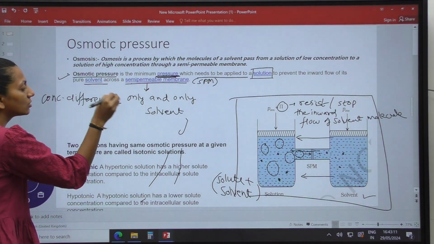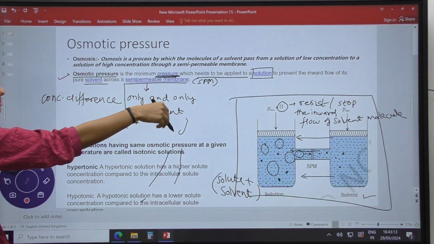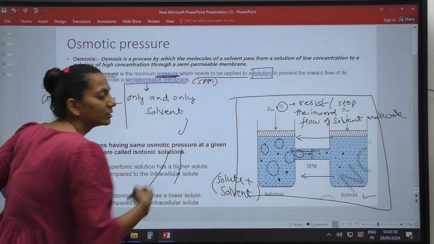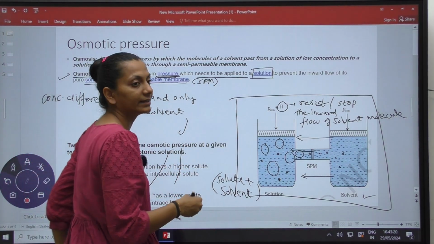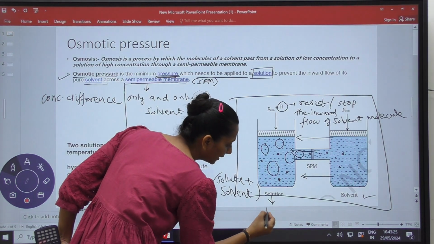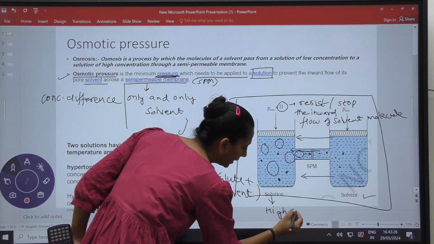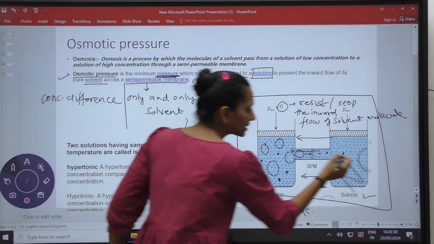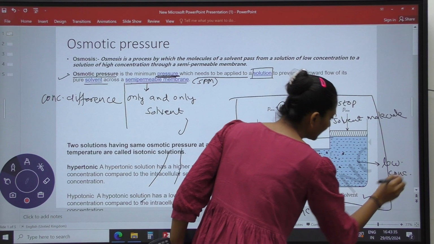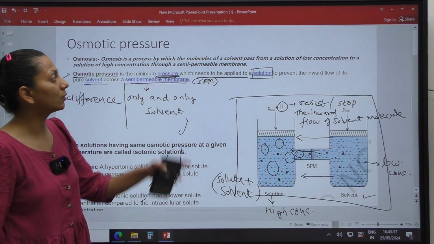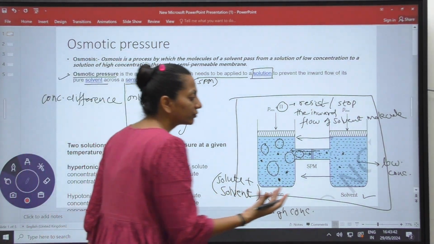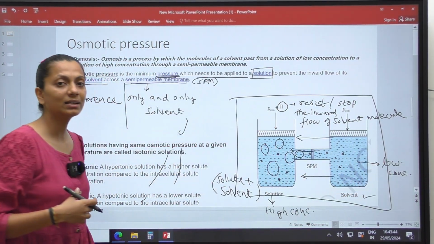When we have a solution on this side and only pure solvent on that side, there is a concentration difference. The solution part has high concentration, whereas the other has low concentration. So what will happen, as we have seen? Osmosis is a process in which the solvent molecules move from low concentration towards higher concentration.